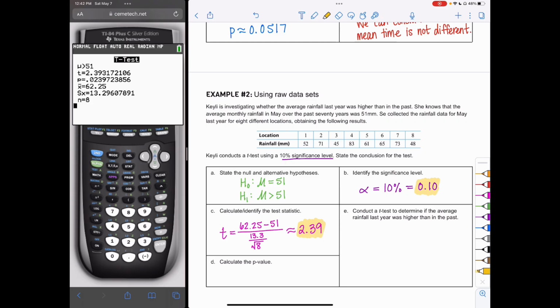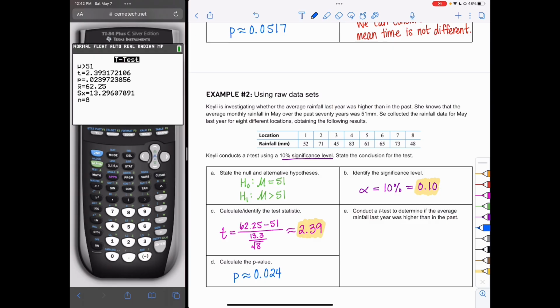So when we go to calculate, as you can see here, my test statistic is approximately 2.39 in 3 sig fig. And we have our p-value. And our p-value here is approximately 0.024 in 3 sig fig, because that 7 is going to make that 9 go up to a 10, which is going to make the 3 go up to a 4.